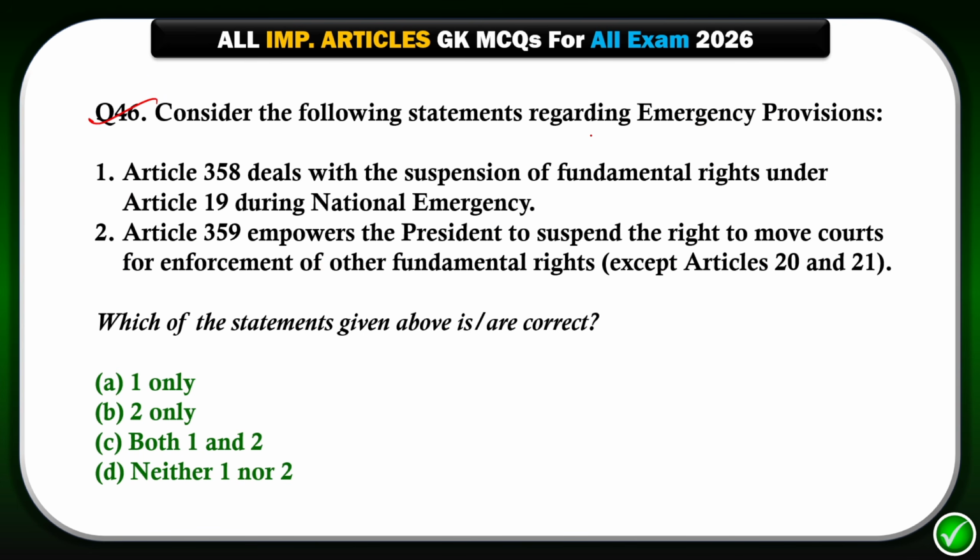46. Consider the following statements regarding emergency provisions. Article 358 deals with the suspension of fundamental rights under Article 19 during national emergency. Article 359 empowers the President to suspend the right to move courts for enforcement of other fundamental rights except Article 20 and 21. Which of the statements given above is correct? Option number C, both 1 and 2 are correct.